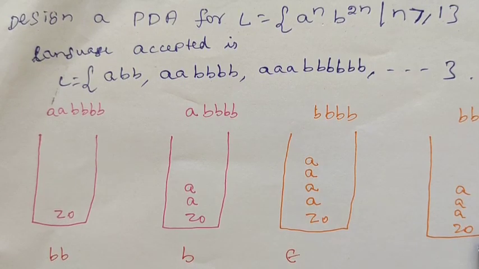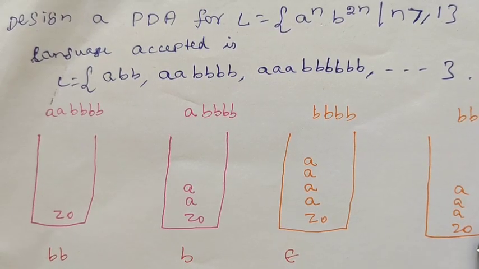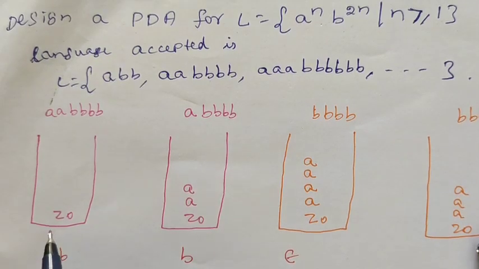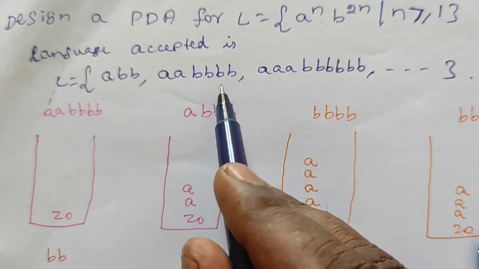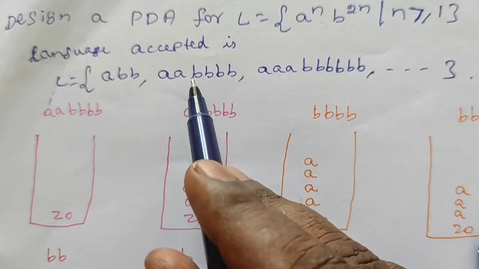So now to design the pattern, first we will try to simulate it in terms of stack. Initially the stack will be having a value called z0. I will take a valid string, a, a, b, b, b, b. Two a's and 4 b's. I will take one valid string like this.